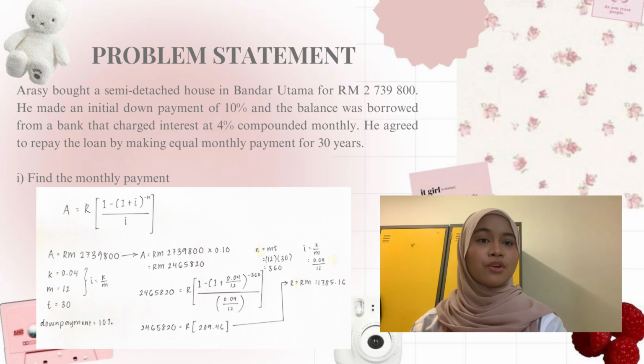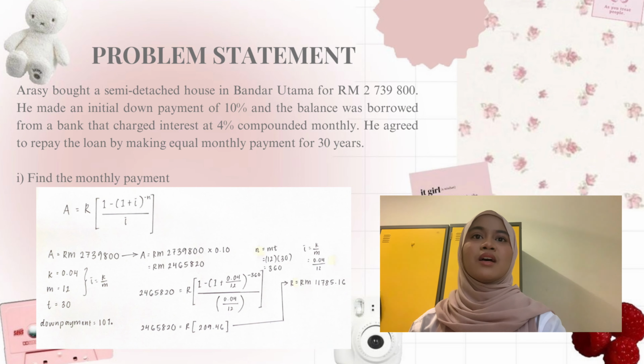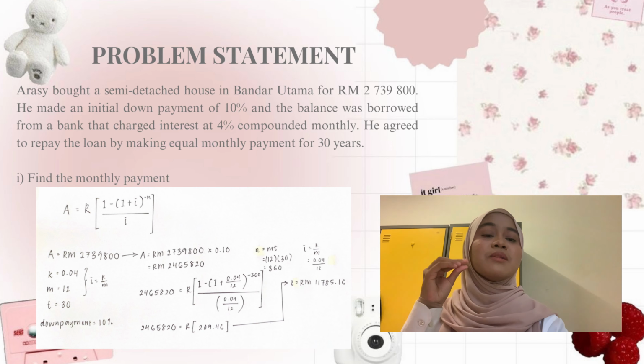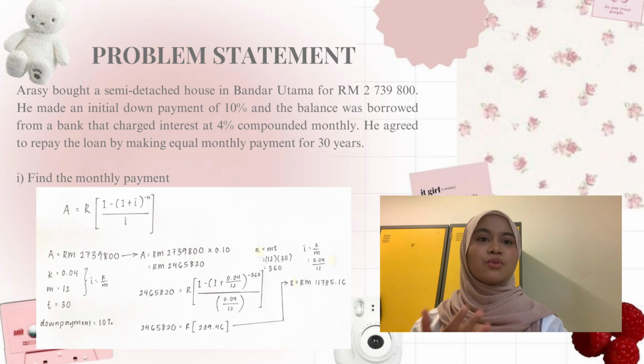It says loan. So for a loan, we will be using this formula, which is A equals R in bracket 1 minus in bracket 1 plus I close the bracket powered by negative N divided by I and close the bracket. So a few pieces of information in the question are: 2,739,800 ringgit was the original price that was sold by the company to Arash. But he made an initial down payment of 10% before he made a loan from the bank.